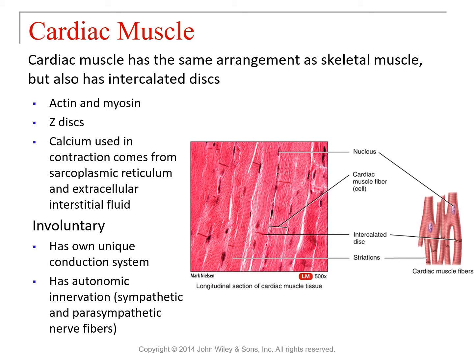Okay, cardiac muscle is involuntary. It has its own unique conduction system, so the heart will beat independently of any signals from the nervous system, which definitely makes it different from skeletal muscle. It also has autonomic innervation, which means it has portions of the sympathetic and parasympathetic system having nerve fibers attached to it. That's something that we can talk about in a little bit more detail a little later on in the semester. So basically, it means that you've got fight or flight signals that go to the heart.